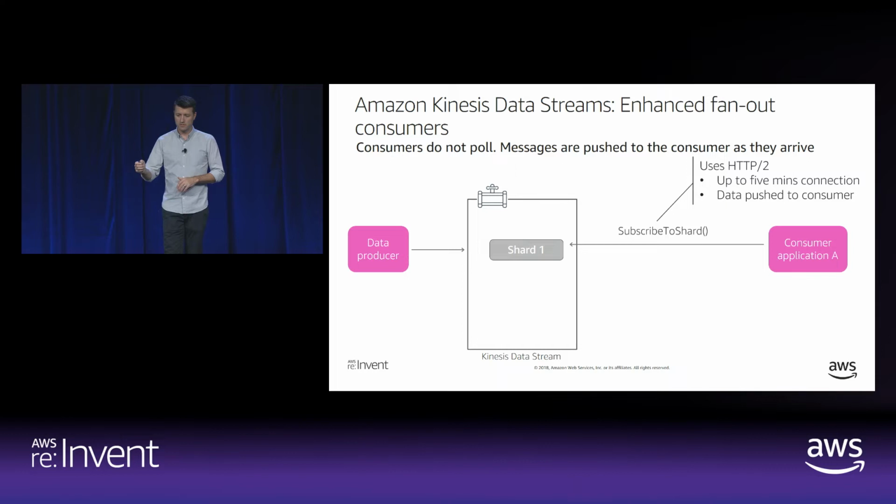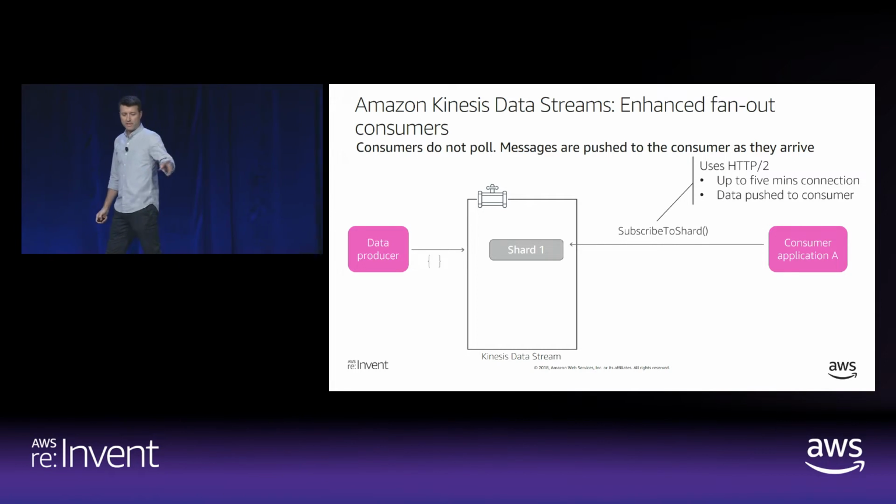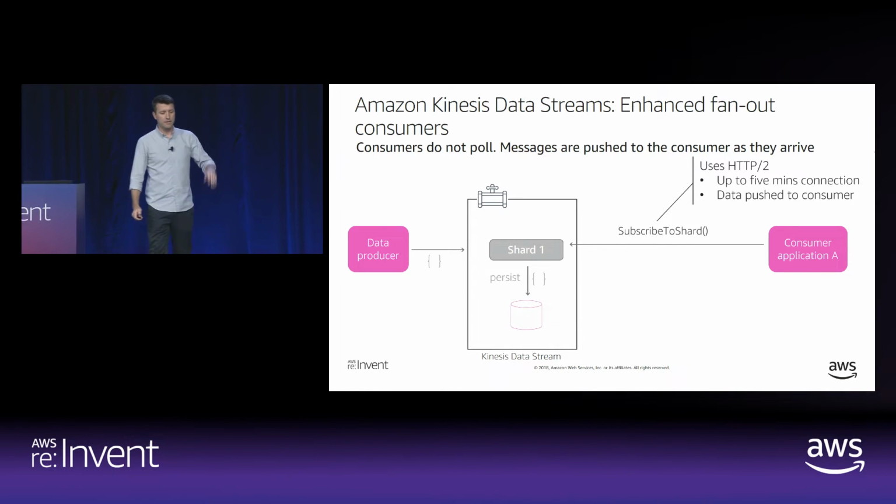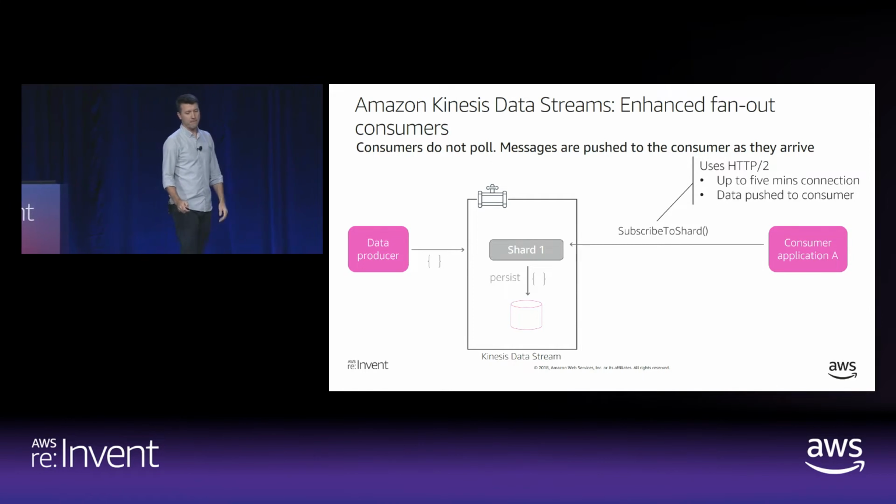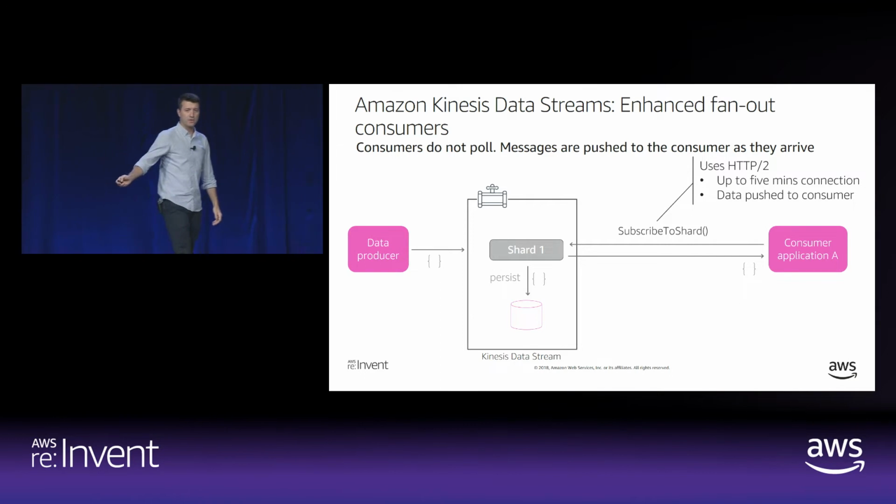So, come on, there we go. So this, it's hard to see, there's a little curly brace in between the data producer and the stream. That's our piece of data that's coming in. The shard will persist it, and then it will send it to the consumer application right away. I'm going to have to go back to the keyboard.